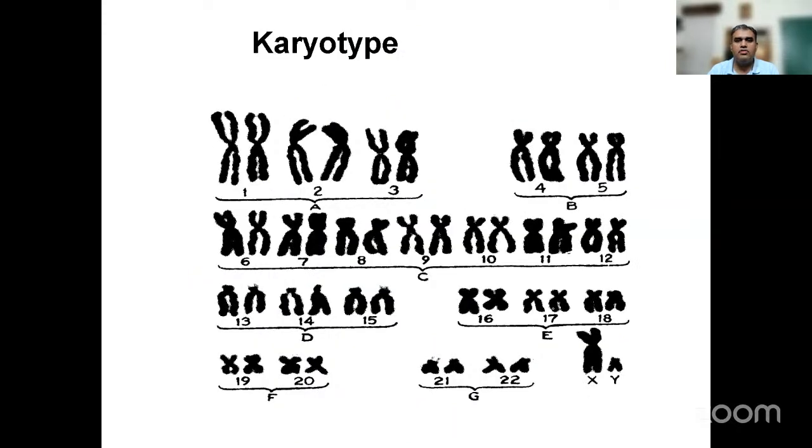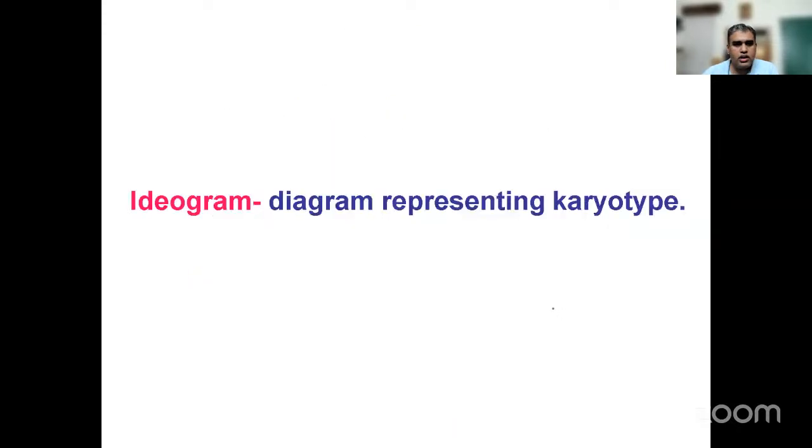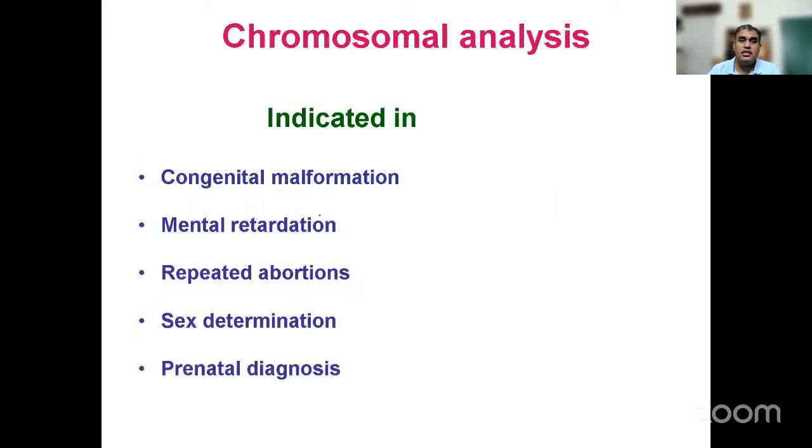Then this sort of karyotype comes out. An ideogram is a diagram which represents the karyotype. What we are seeing over here is the ideogram. Now, why do we do a chromosomal analysis? That is also quite important. These are the reasons why you do a chromosomal analysis.